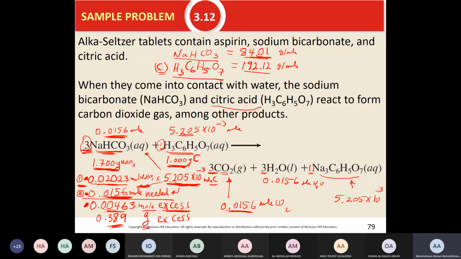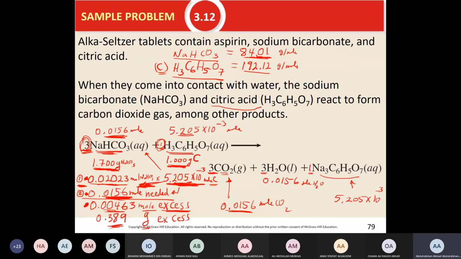We calculate from this one. We can change to mole. After changing to mole, we wanted to know how much sodium bicarbonate. I multiply this by 3 because I know 3 moles are needed for each 1 mole. If I have 5.205 times 10 to the power minus 3 mole of this one, I need to multiply this by 3 to make 0.0156. Okay, clear. Thank you. Okay, good.